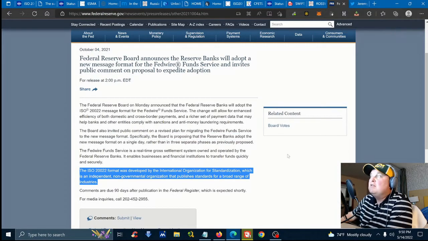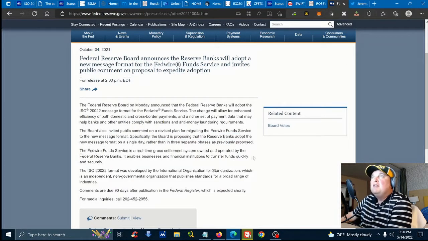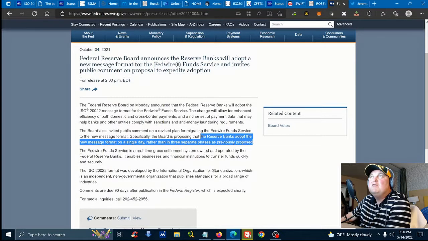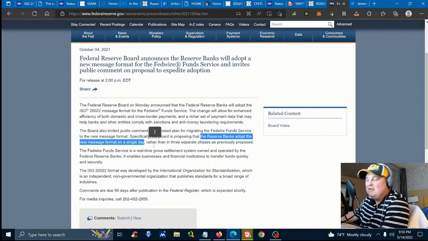Now, the last thing I want to show you is, we mentioned right here, the reserve banks adopt the new message format on a single day. That's what's being proposed, right? It's actually passed now. So they propose that it be implemented on a single day. So you have to ask yourself, what day? What day is the single day the reserve banks can transfer over to this new system?